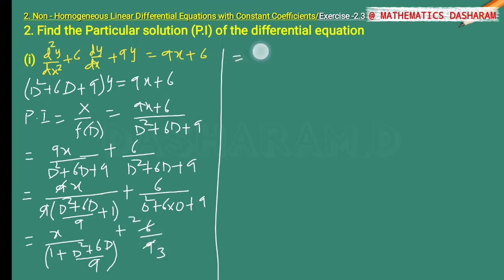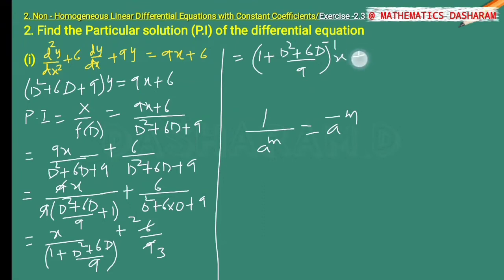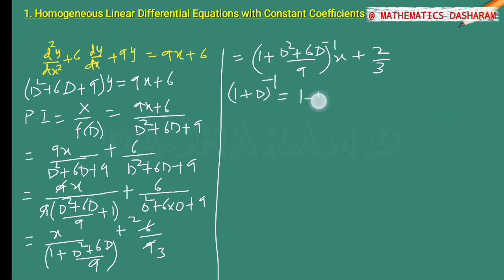Now it is equal to, see, here we have to use one formula, 1 by a to the power of m, the formula a to the power of minus m. So then 1 by (1 plus (D square plus 6D by 9)) all to the power of minus 1, into (x plus 2 by 3). Now here we have to use one formula, that is, (1 plus D) all to the power of minus 1 equals 1 minus D plus D square minus D cube plus so on. This is the formula.